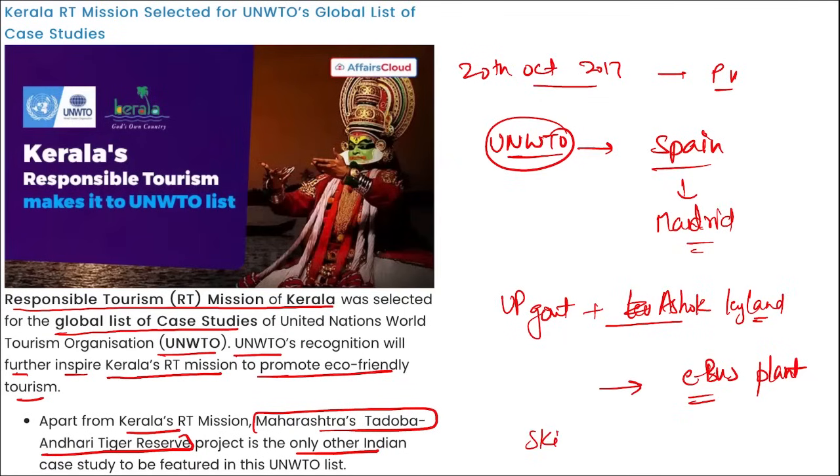Then Skills on Wheels, we have discussed this multiple times. Skills on Wheels, this was launched by whom? This was launched by Dharmendra Pradhan along with Om Birla sir.